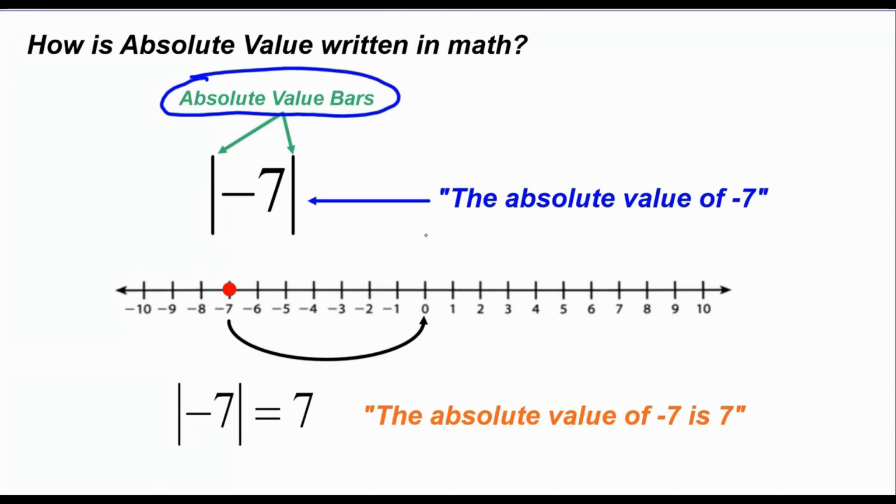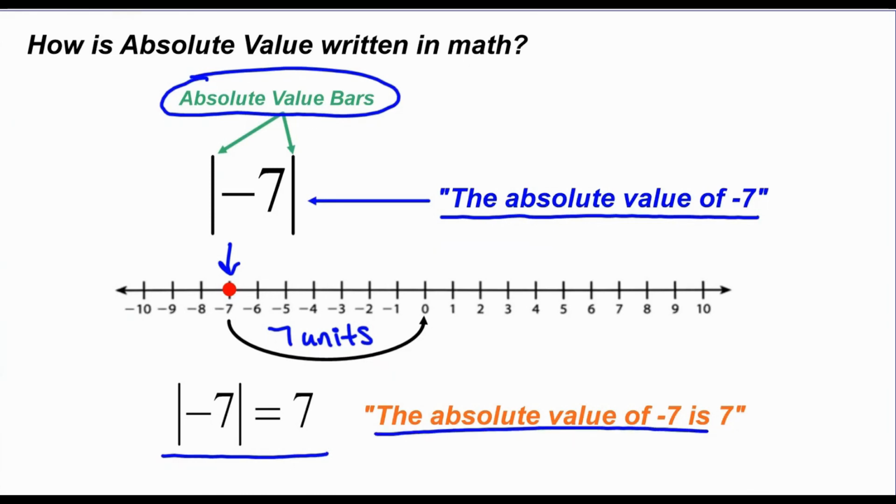So if you saw this in math, you would read it, the absolute value of negative 7. It's asking how far away from zero is negative 7. That's what those vertical bars mean. To answer that, I've got negative 7 graphed right here on the number line. How far away from zero is negative 7? It is 7 units away from zero. So here's the complete statement. The absolute value of negative 7 is 7. That's how we would read that mathematically.